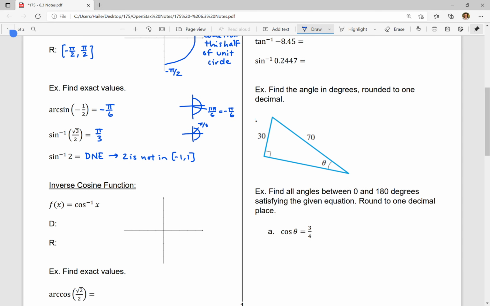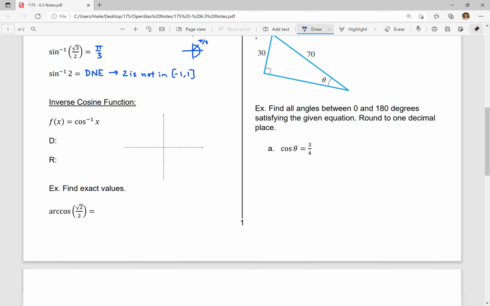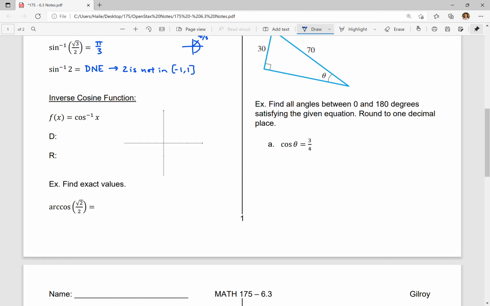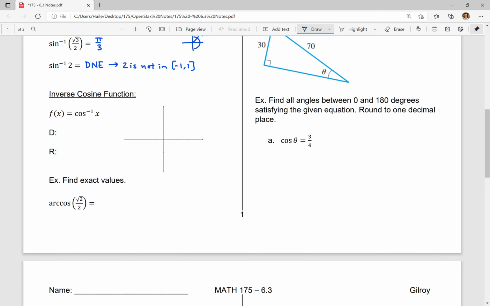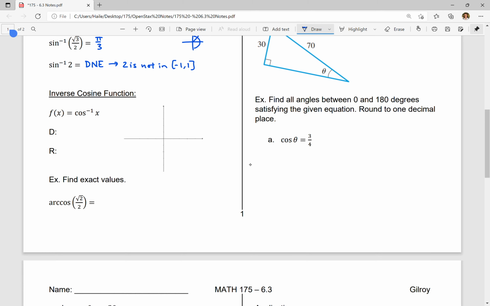Now let's go over cosine inverse in much the same way. First of all, the way that we write the function is cosine with that exponent of -1 and an x. Another way you might see this is arc cosine of x. Just like sine inverse, the domain of cosine inverse will be -1 to 1. But the range is going to be a little different. This time, the range is going to be 0 to pi.